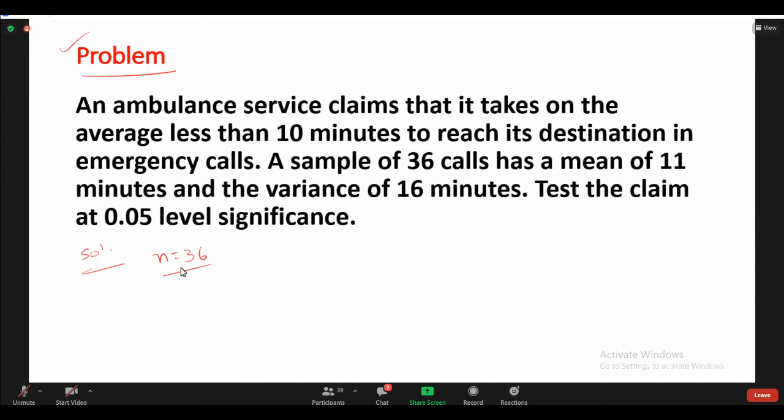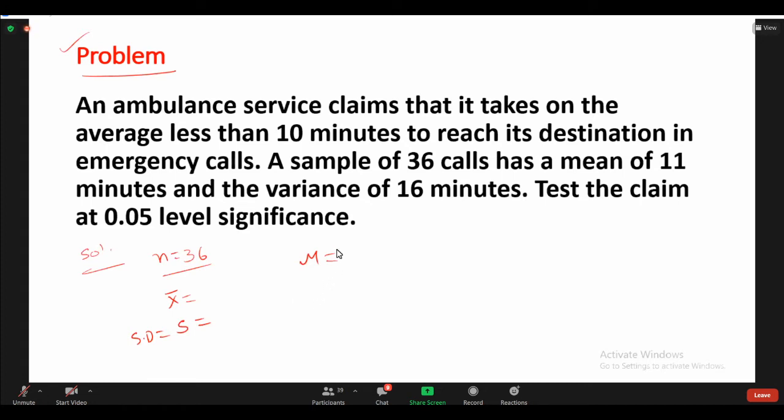Which standard deviation? Population or sample? See here, I will write the symbols. So x bar, sample standard deviation, and mu. Population standard deviation.